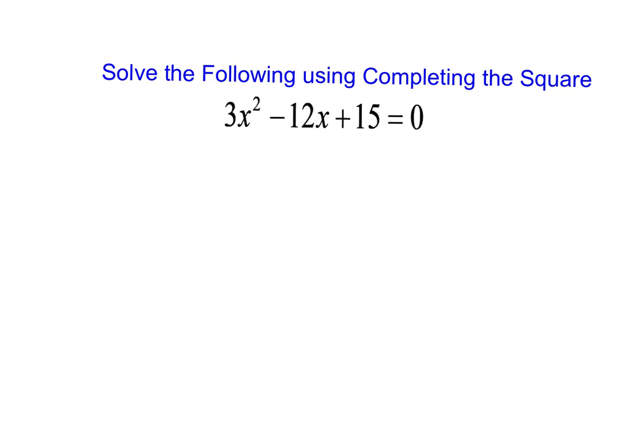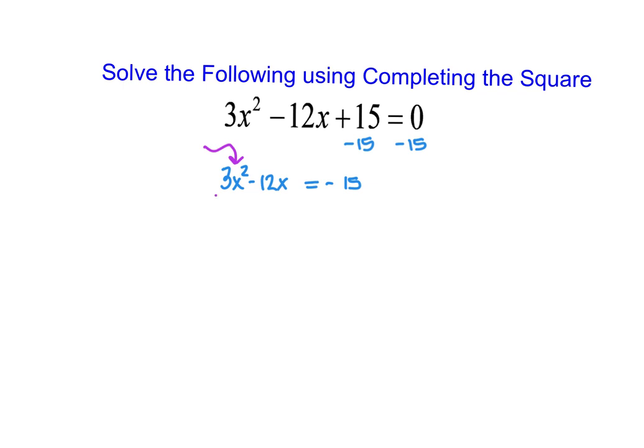So my first step is I'm going to get all of the x's and the x squareds together on one side of the equation and all of the non-x's and x squareds together on the other. So we're going to subtract that 15 over, so we have 3x squared minus 12x is equal to a negative 15. And now my goal is I need to get this coefficient of x squared to be just 1.